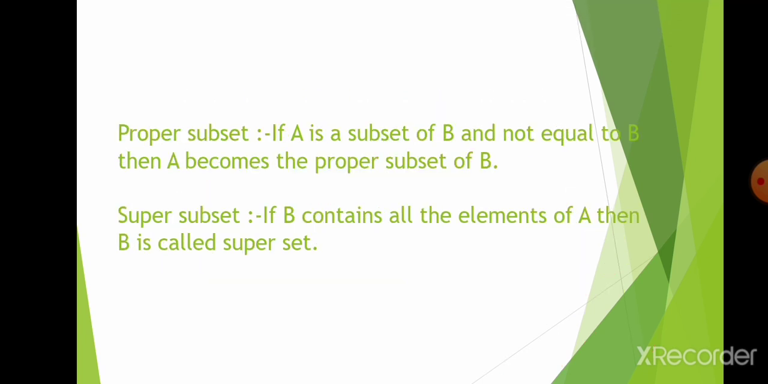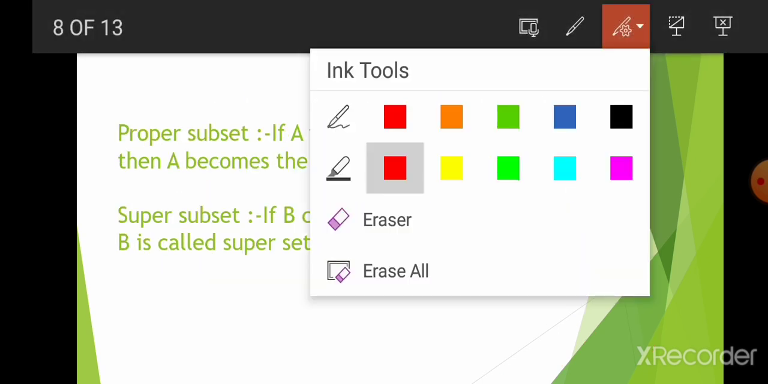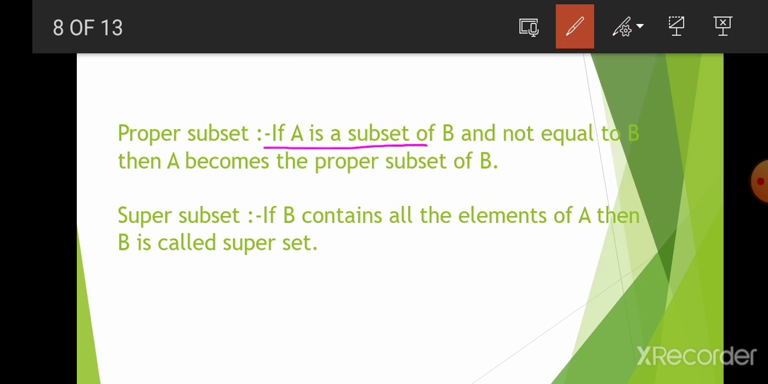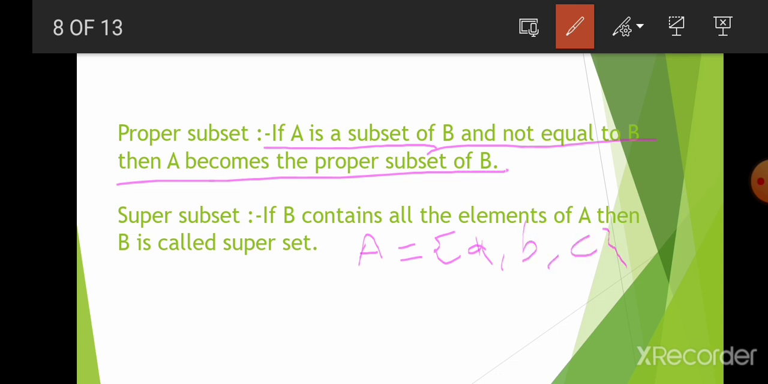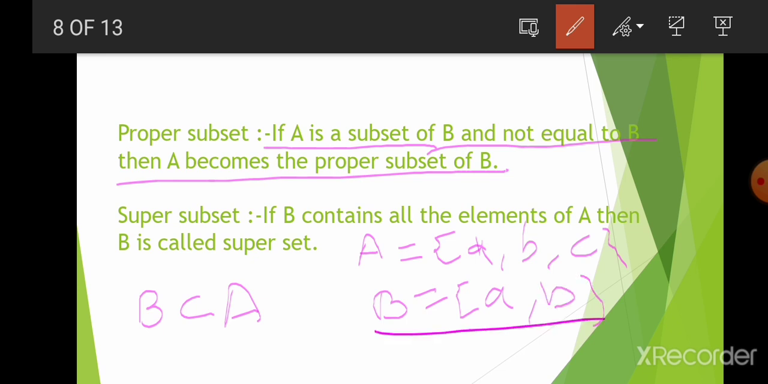Proper subset, which I have already discussed. Let's see the definition. If A is a subset of B and not equal to B, then A becomes a proper subset of B. That's what I have explained in the previous slide. Suppose A is {A, B, C}. That means if B is a proper subset of A, then at least one element will be there in A which is not present in B.